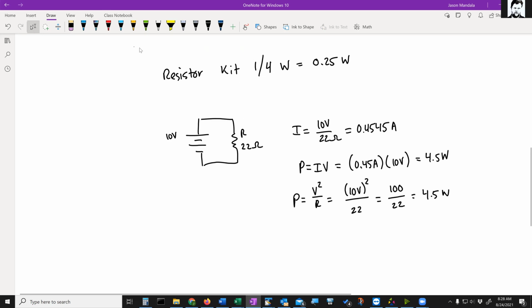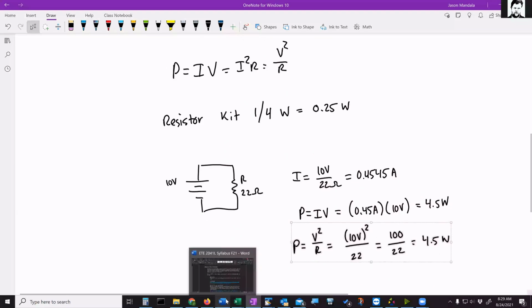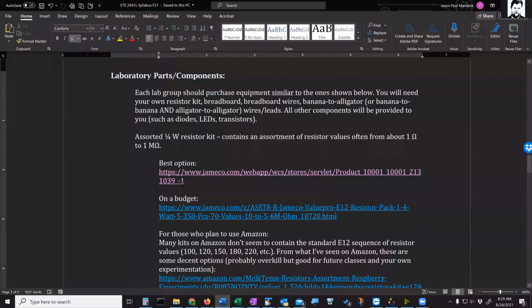So the one that we buy in our kit is only good up to 1/4 watt. But you could also buy a 5 watt power resistor or a 10 watt power resistor. They tend to call them power resistors when they're going to be dealing with that kind of power dissipation, because they're going to get quite hot. So they're going to need to be very large, have a large surface area. And in some cases, they're going to also require a heat sink to keep them cool enough to operate.